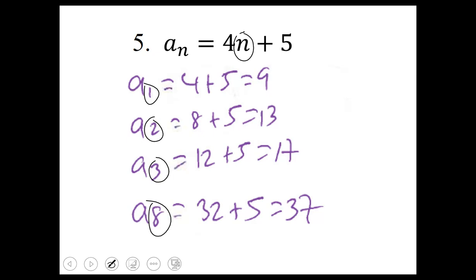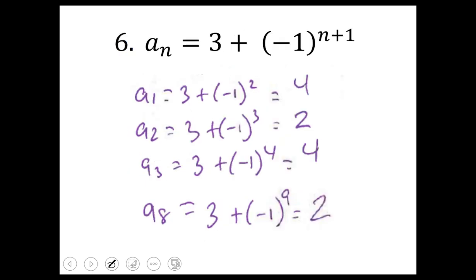So the value of a sub 1 would be 4 times 1 plus 5, which would be 9. The second term would be 4 times 2 plus 5, which would be 13. The third term would be 17. And the 8th term would be 37. So when I ask you for just regular terms, you plug in whatever the term number is and then calculate.